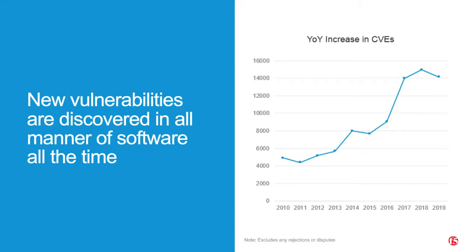Now, when we map that to our 980 plus applications, clearly not every CVE is going to affect every one of us, but there's a good chance that a good percentage of them will. And so just keeping track of those is extremely problematic.